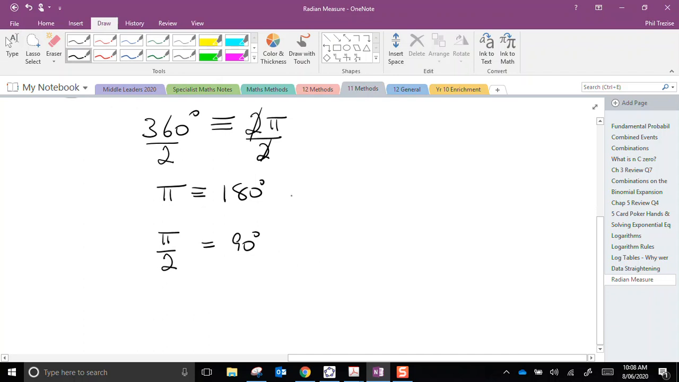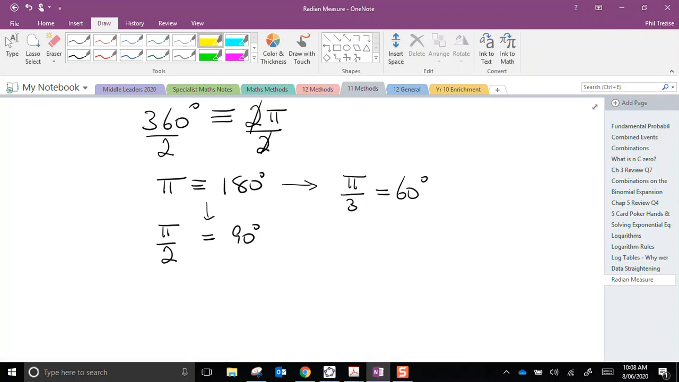Perhaps if I divide by 3, pi over 3, 180 divided by 3, that would be the same as 60 degrees. This is a good one to remember. Everybody remember this one. You can work out all the others you really want to from there.